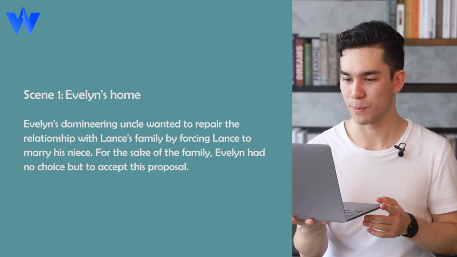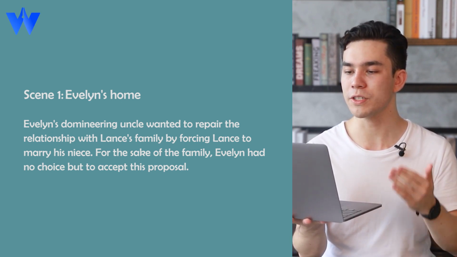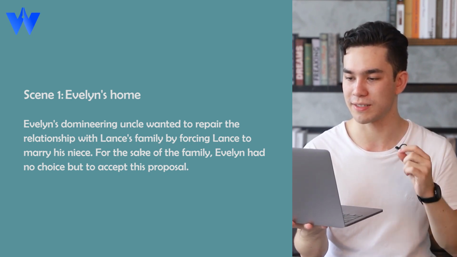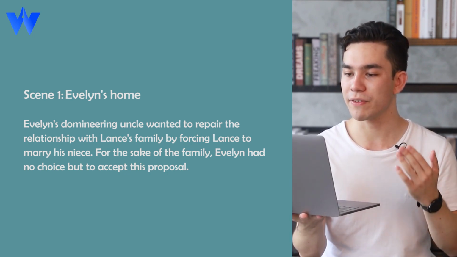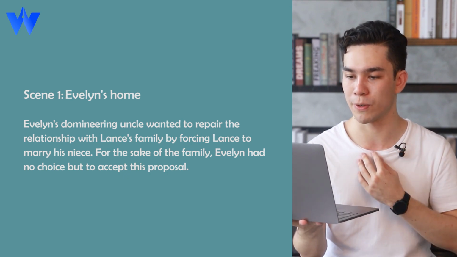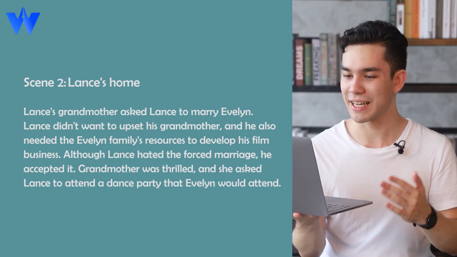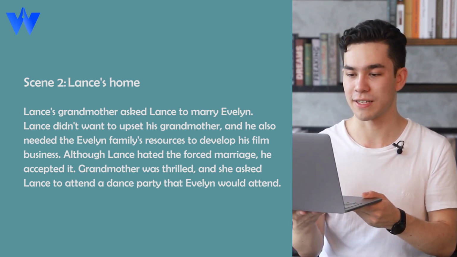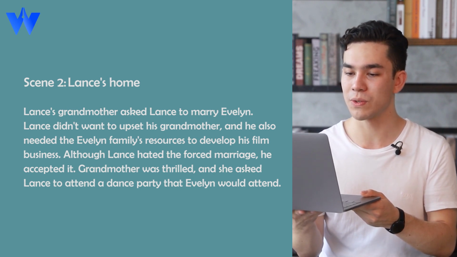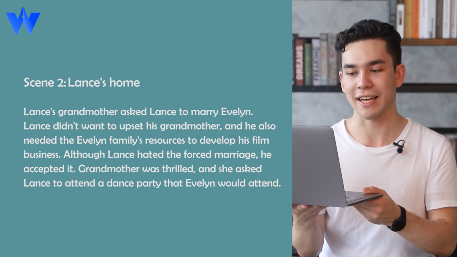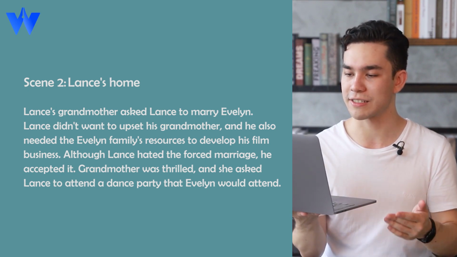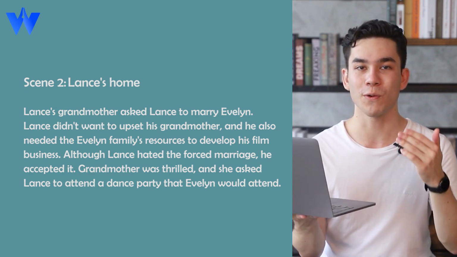Scene 1, Evelyn's home. Evelyn's domineering uncle wanted to repair the relationship with Lance's family by forcing Lance to marry his niece. For the sake of the family, Evelyn had no choice but to accept this proposal. Scene number 2, Lance's home. Lance's grandmother asked Lance to marry Evelyn. Lance didn't want to upset his grandmother, and he also needed Evelyn's family's resources to develop his film business. Although Lance hated the forced marriage, he accepted it. Grandmother was thrilled, and she asked Lance to attend a dance party that Evelyn would attend.